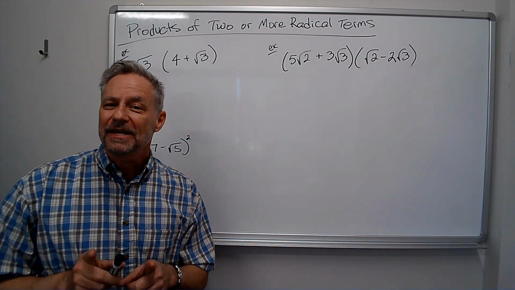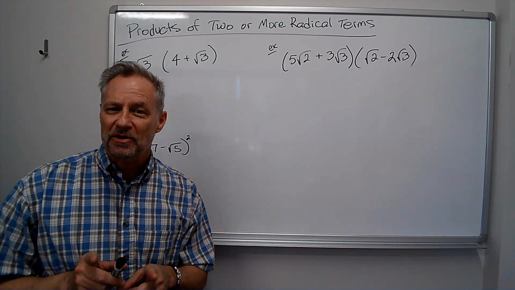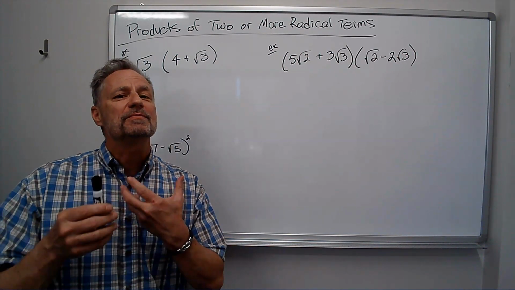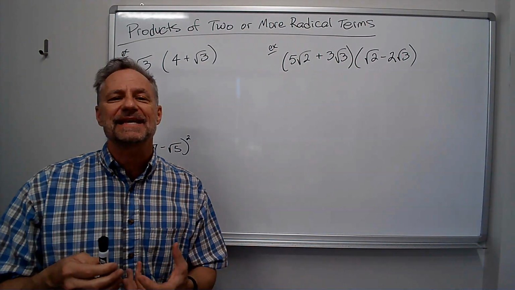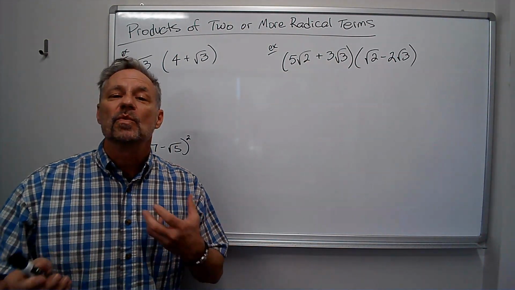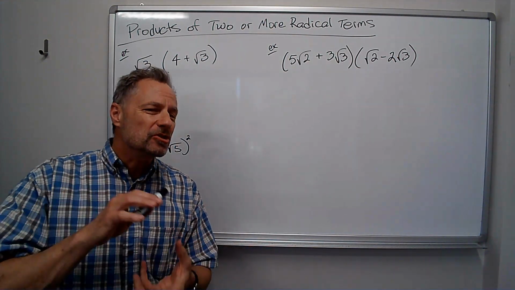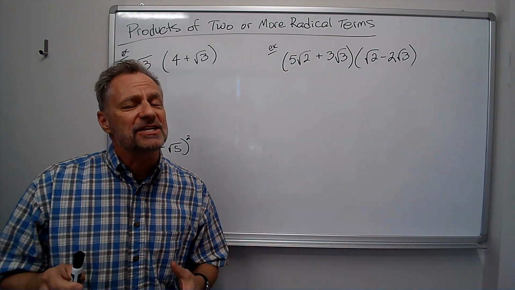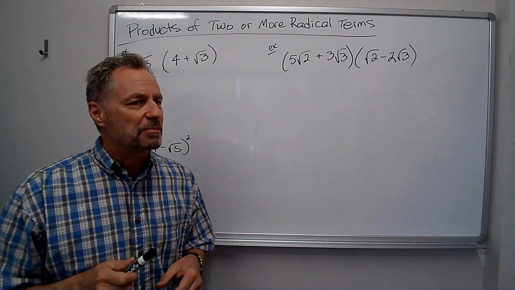Professor Monty, let's look at some products of radical terms. When we do these, we're going to multiply all the same way we've been doing throughout algebra. We just see that if I have radicals, it looks a little different. We may have some simplifications to do. So let's get started looking at a couple examples.